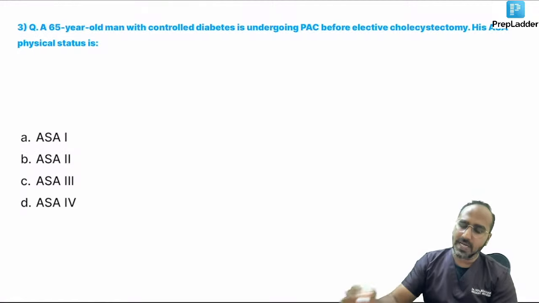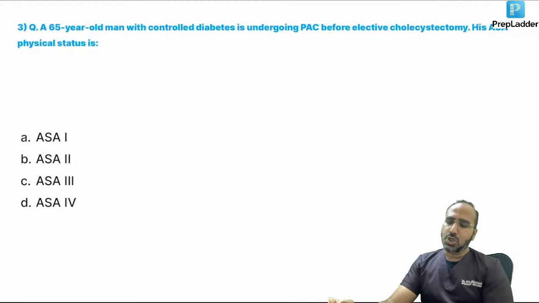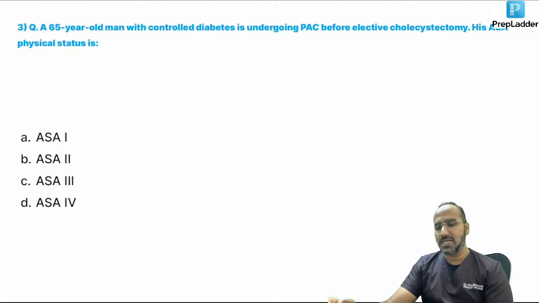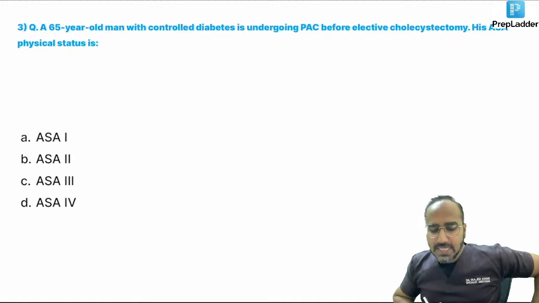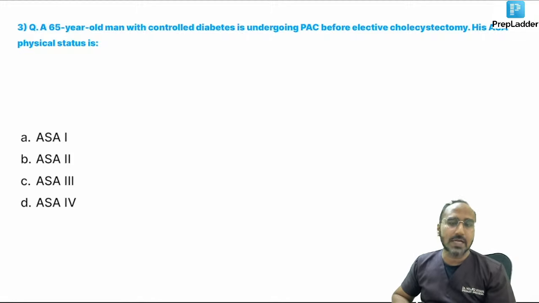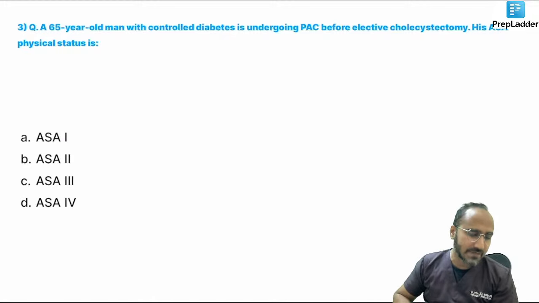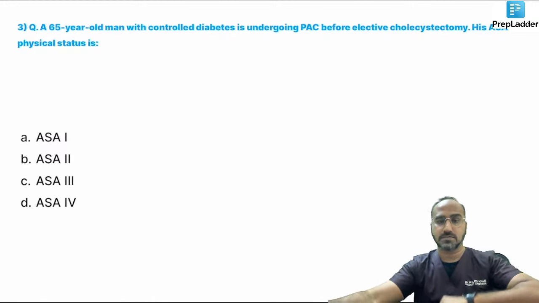Okay, coming to the next question, guys. A 65-year-old man with controlled diabetes is undergoing PAC, and again I am doing a PAC for this patient who is being posted for elective cholecystectomy. His ASA physical status is, basically guys, remember, if the patient is having a controlled illness, what ASA classification he belongs to? ASA 1, 2, 3 and 4. Come on.